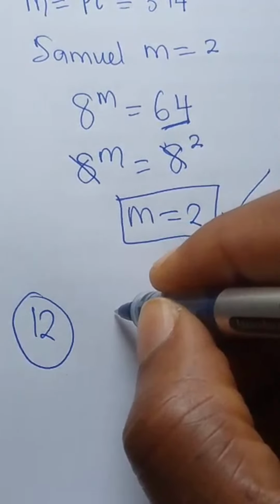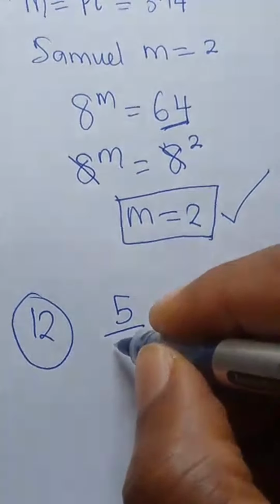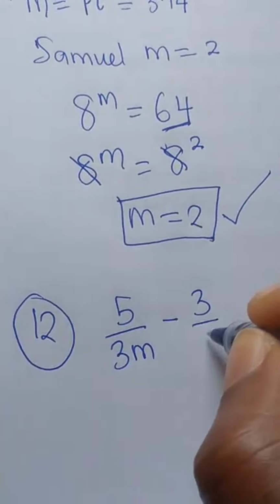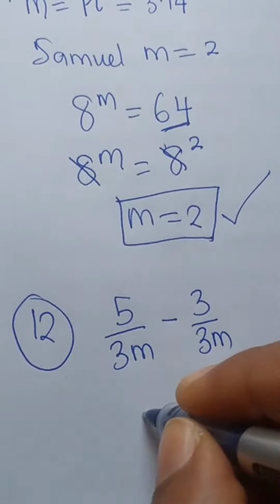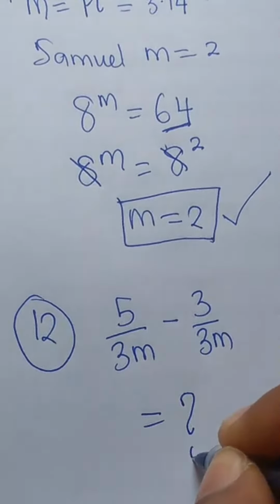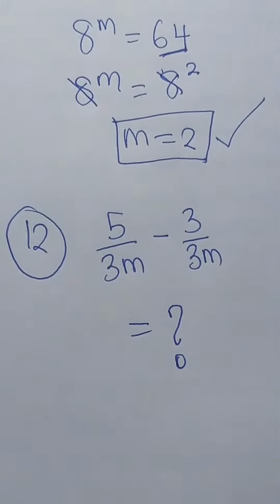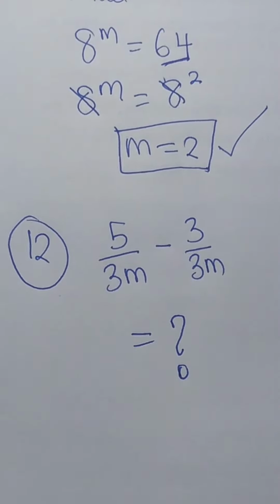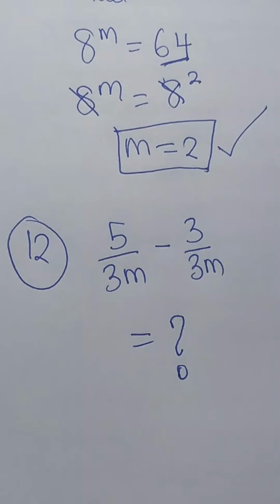We have 5/3m minus 3 over 3m is equal to what? Solve this. All right, this is from linear algebra. So solve this, let's see. This is simple. I'm just going to show you simple. I don't want to be asking too difficult questions. The denominators are the same, so it's easy to solve.